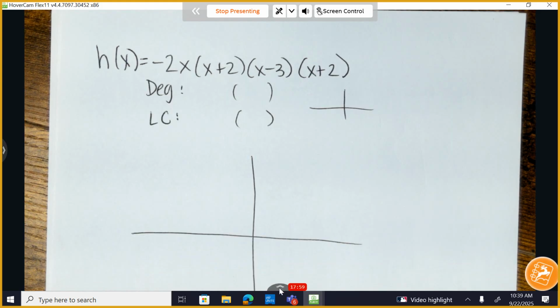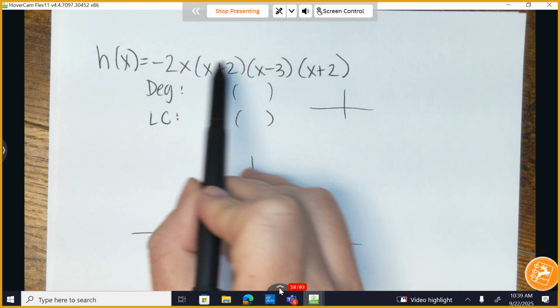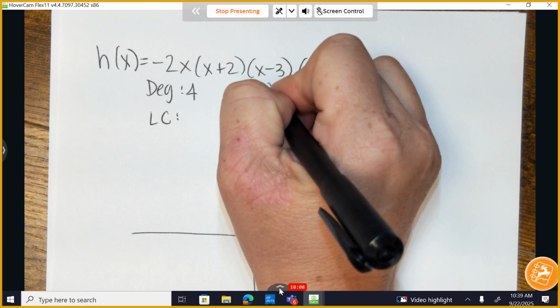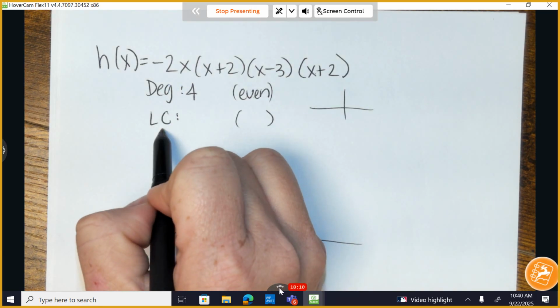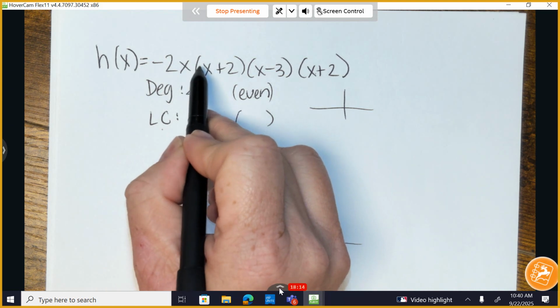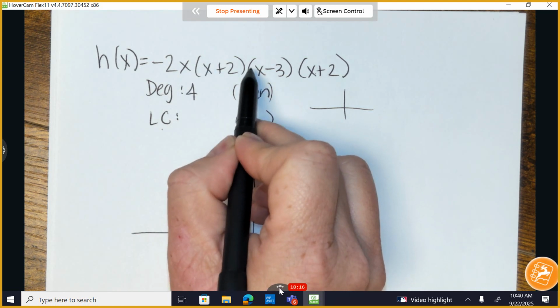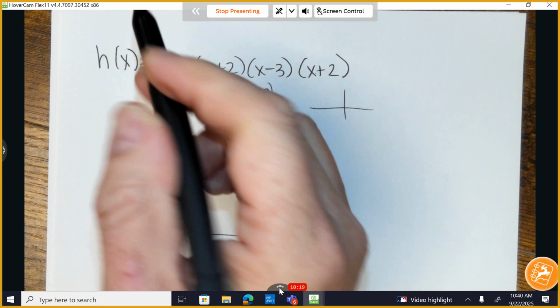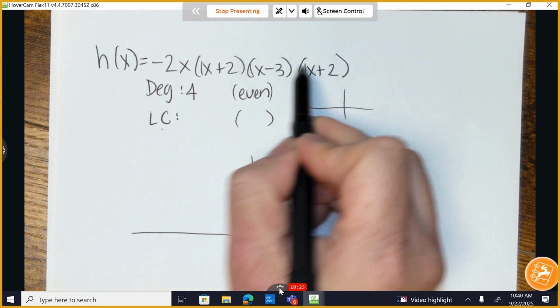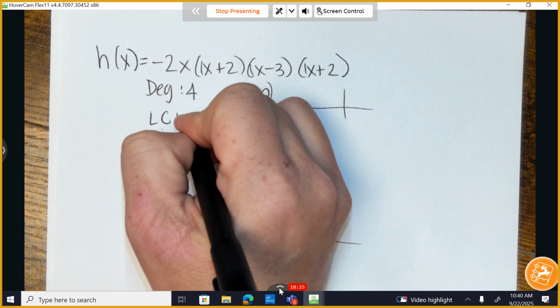Slowly start as students in class are finishing to describe this. 1, 2, 3, 4. This is degree 4. 4 is an even number. Now, leading coefficient is kind of confusing. This is 1s here, right? So if I go backwards, 1 times 1 times 1 times -2 is just -2.